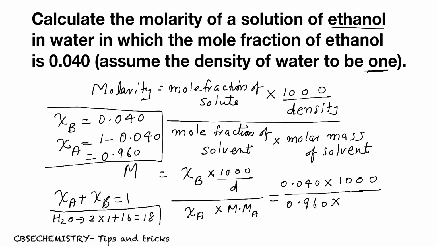That we know, right? What is the molar mass of water? See, H2O, right? 2 times 1, for hydrogen it is 1. 2 hydrogen is there, plus 16, atomic mass of oxygen is 16. On adding, you will get 18. So molar mass of water is 18. Now on calculating, you will get 2.31 M.